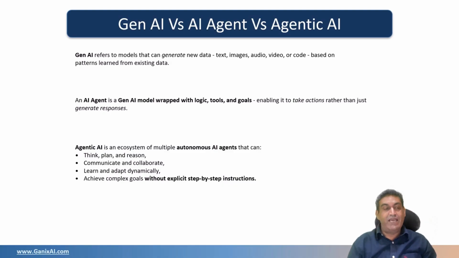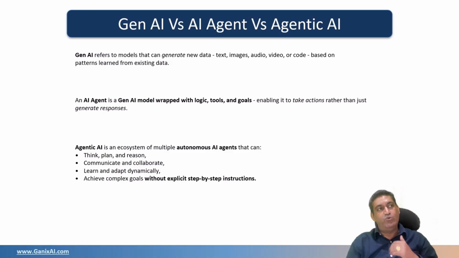So next is the AI agent. An AI agent is one step further than Gen AI. It not only generates a response, it can interact with tools, APIs, or other environments, or any kind of external tools, and based on that, it can give you the response.